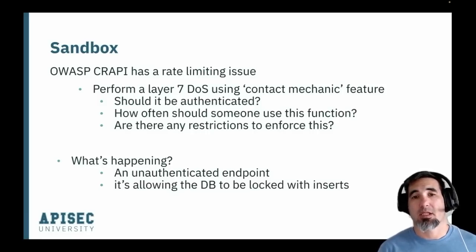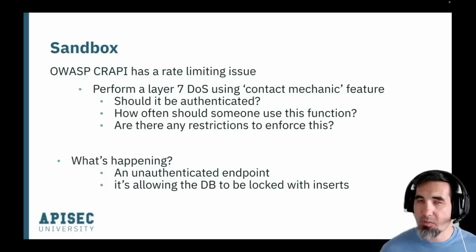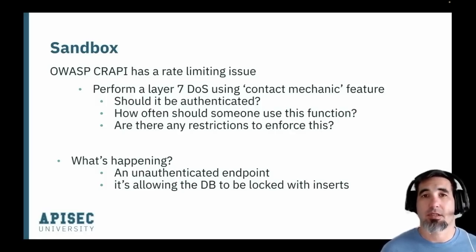It has a rate limiting issue built into it, where if you use the contact mechanic feature, you can overwhelm the database with inserts so that the reads are slowed down or completely blocked on reoccurring, depending on how hurt that database instance is at that time. The way that you can prevent this kind of stuff is just by thinking per endpoint, how often does this make sense to happen? And how would I define how often that makes sense?